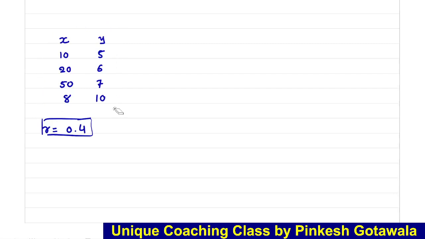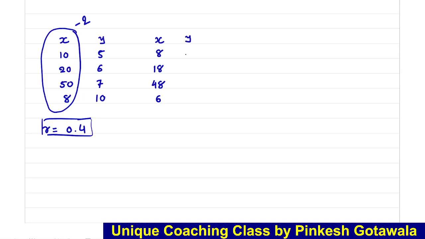Now what you have to do, you subtract 2 from every value of x. What did we do? From every value of x, you subtracted 2. It means 10 minus 2 becomes 8, 20 minus 2 becomes 18, 50 minus 2 becomes 48, 8 minus 2 becomes 6. You deduct 2 from every value of x, and no change in y, as it is.